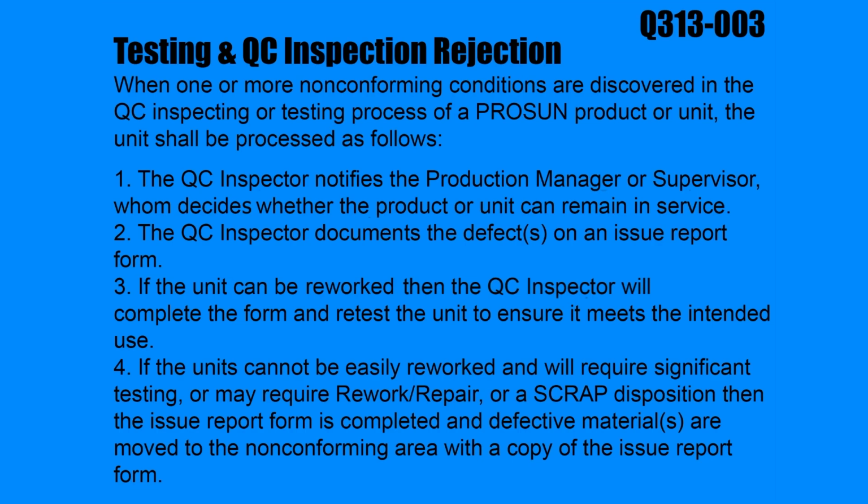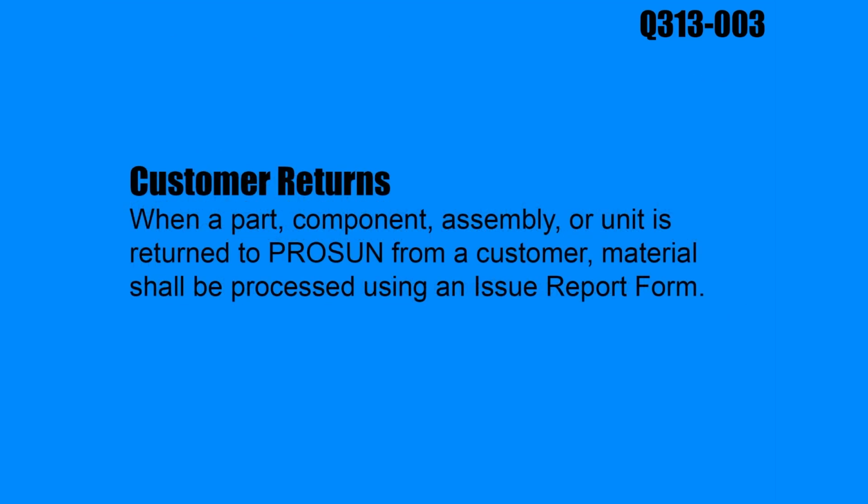If the unit cannot be easily reworked and will require significant testing, or may require rework/repair or scrap disposition, then the issue report form is completed and defective materials are moved to the non-conforming area with a copy of the issue report form. When a part, component, assembly, or unit is returned to ProSun from a customer, material shall be processed using an issue report form.